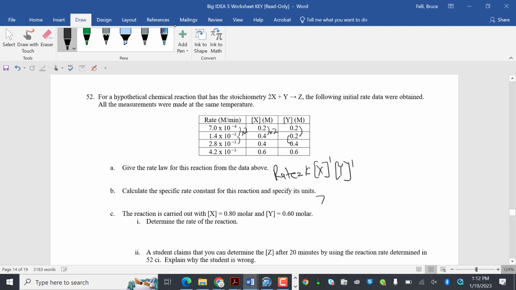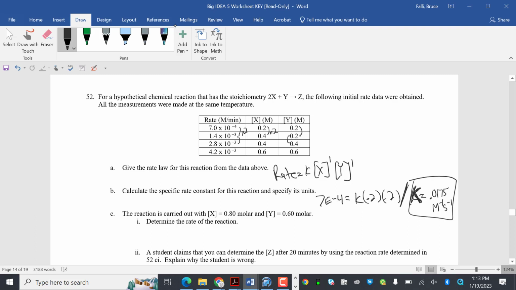So let's do the first one. 7e-4 equals K times 0.2 times 0.2. K equals 7e-4 divided by 0.2 divided by 0.2, which is 0.0175. And that's going to be molarity to the -1 seconds to the -1. Okay, that looks a little better. I don't know that I succeeded in that, but there's my answer.